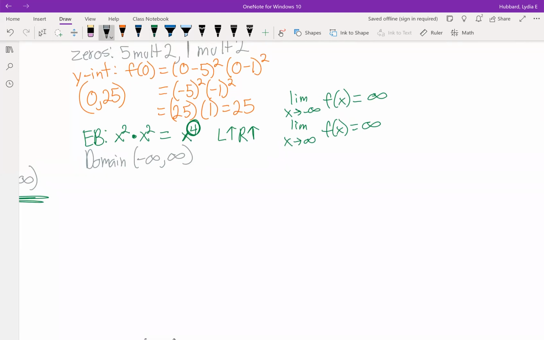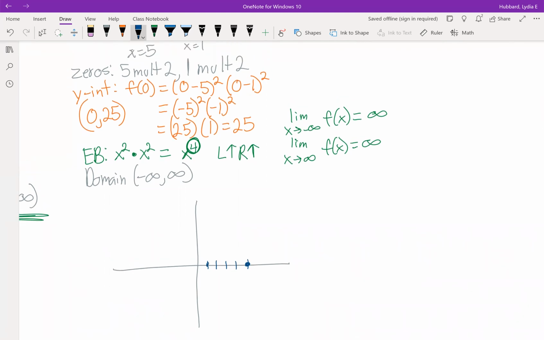And now we can graph. So we'll draw a little graph here. Okay, so our zeros are happening at 5. So 1, 2, 3, 4, 5. And also at 1. And this is saying the left and the right side are going up. And it also needs to cross at a positive 25. So this doesn't need to be perfect. We're just going to stick a point here. We're going to call that 25, and we're going to call that our y-intercept.